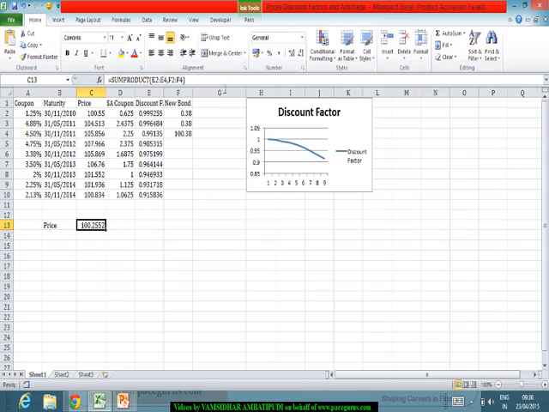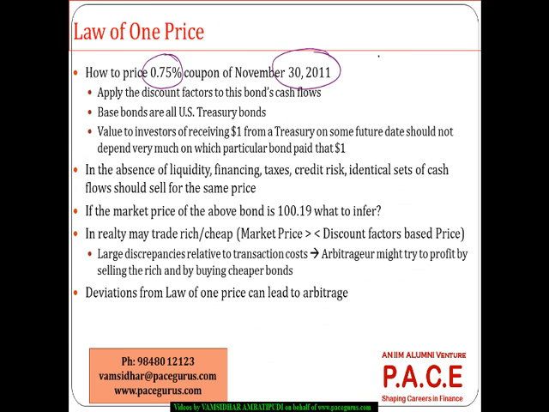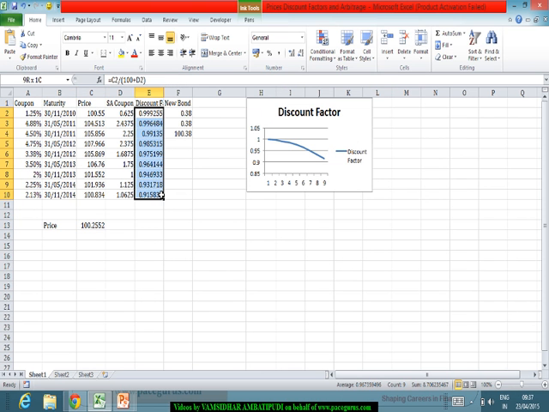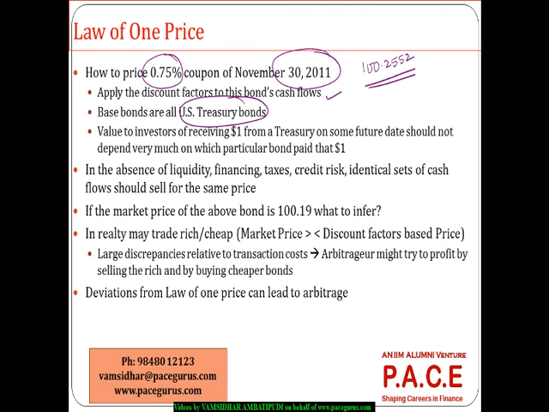So if I am using this discount factor methodology to price this particular bond, what we are saying is the price of this bond should be around 100.2552. Okay. So we are applying the discount factor to the cash flows of this particular bond. The reason being, all these bonds are US Treasury bonds only. Whatever discount factors I have derived, they are using US Treasury discount bonds itself, and even this bond is a US Treasury discount bond.